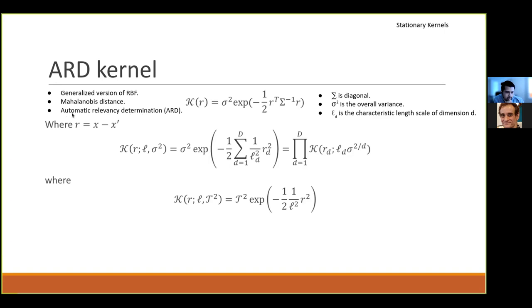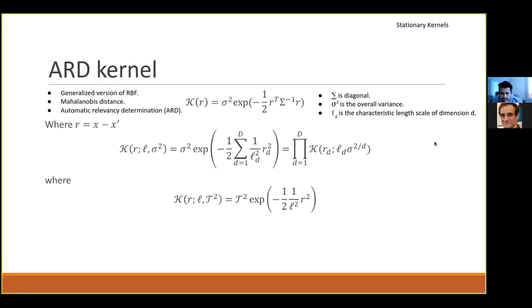The full form of ARD is automatic relevancy determination. Here there is a sigma squared that controls the overall variance, and we are exponentiating a term inside. There's a minus half, and there is this r transpose. R is usually the difference, and it's in matrix form. This sigma inverse is usually a covariance matrix, and it's diagonal. Since it's diagonal, finding the inverse is pretty simple. We just divide one by the diagonal elements, so it's like we are flipping the diagonals. That's it. And there's this huge formula which would take a long time to understand.